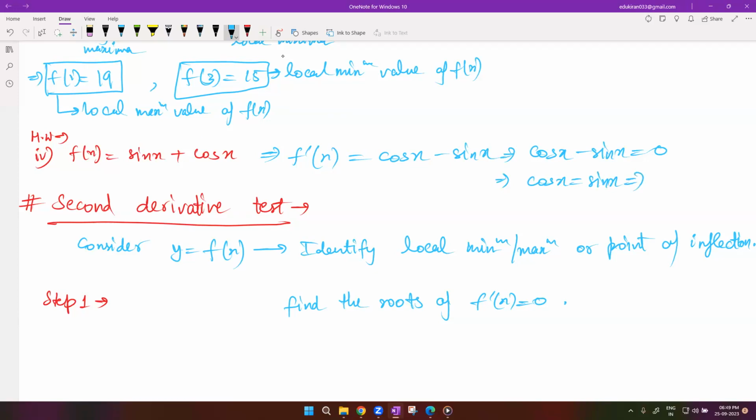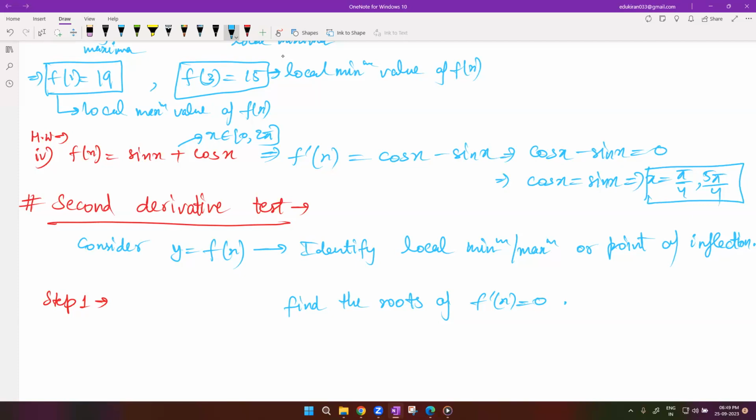So if I take x from 0 to 2 pi, that is one full rotation, then cos x and sin x are equal at 2 values, at pi by 4 and 5 pi by 4. In the first quadrant, both are positive. In the third quadrant, both are negative. So they are equal at these 2 points.